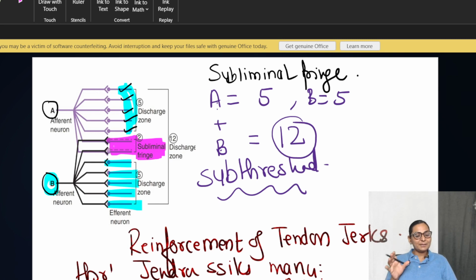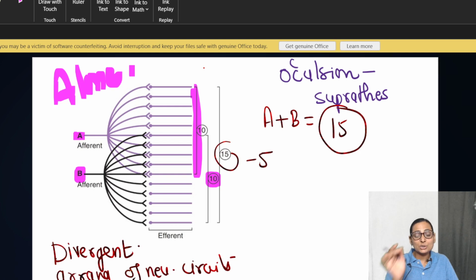Because of the subliminal fringe, the response obtained by the simultaneous stimulation of A and B is much more than when you individually stimulate A or B. Whereas in the case of occlusion, when you individually stimulate A or B, you are going to excite more postsynaptic neurons or more efferent neurons. But when you bring about a simultaneous stimulation of A and B, the number of neurons that are excited will be less, right?